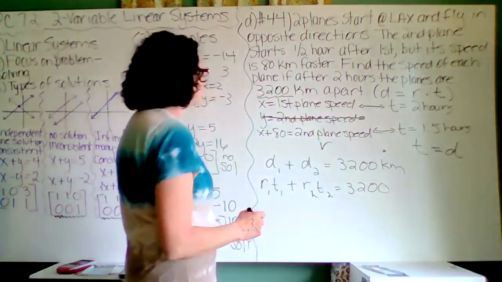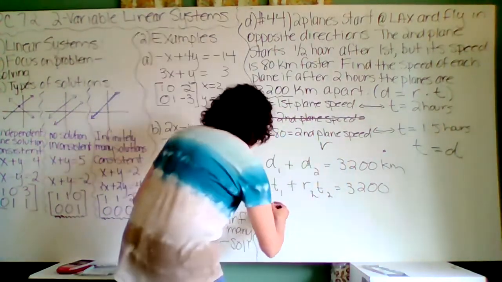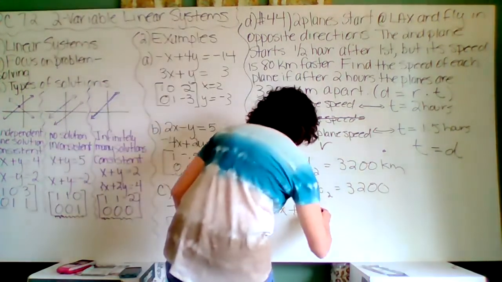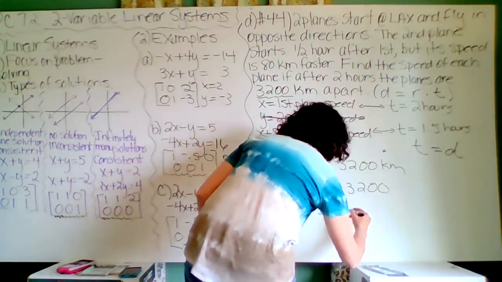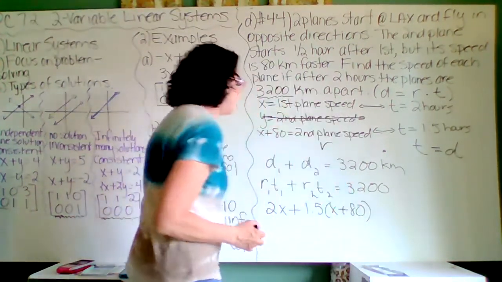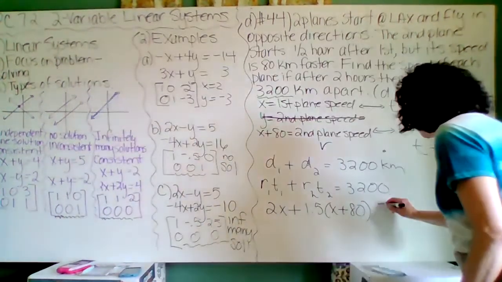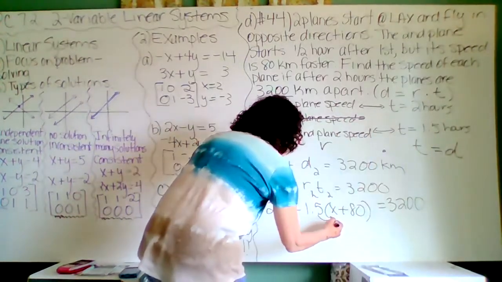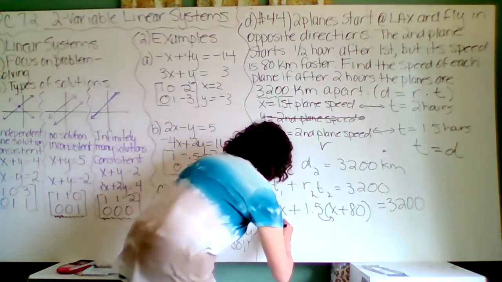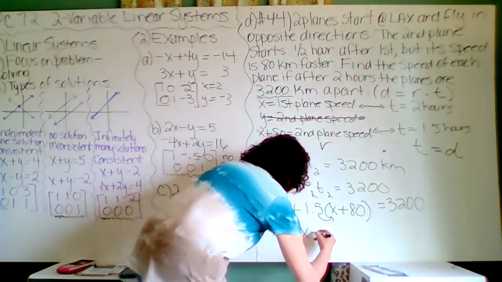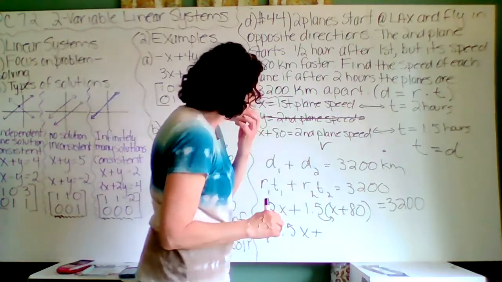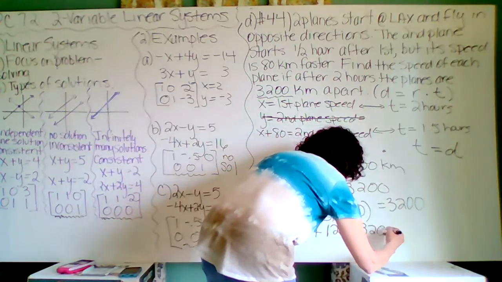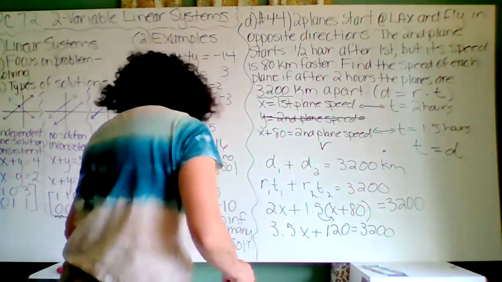Okay, so the rate of the first plane times its time is 2x, plus the rate of the second plane times its time is 1.5 times (x plus 80), and that should equal 3,200. Okay, let's take a look. When we distribute here, we have 1.5x plus 2x. That's 3.5x plus, let's see, 1.5 times 80 is 120, equals 3,200.